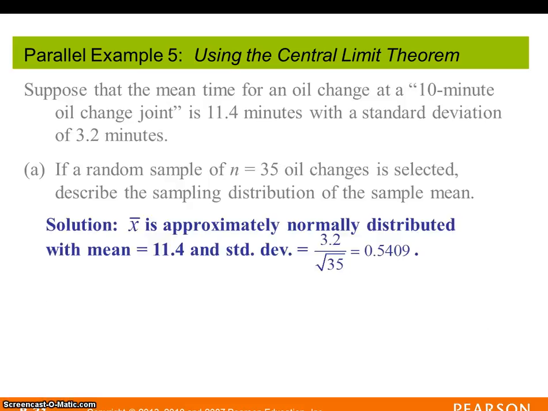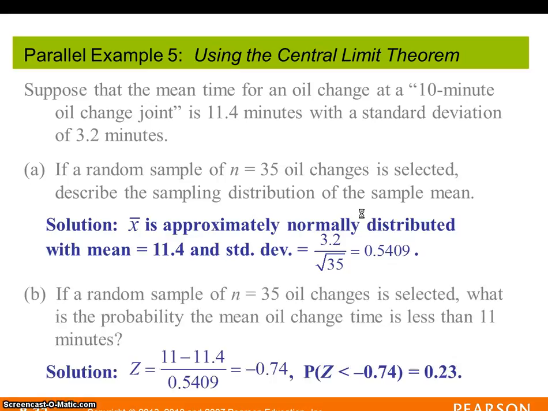So let's look at part A first. You would just take the standard deviation, which is 3.2, and divide that by the square root of 35, which gives you 0.5409. And then for part B, you just take 11 minus 11.4 divided by the standard deviation, which is 0.5409, which we calculated in part A, and then calculate the corresponding probability for that, either in StatCrunch or by looking it up, and you'll see that you get about 0.23 or 23%.